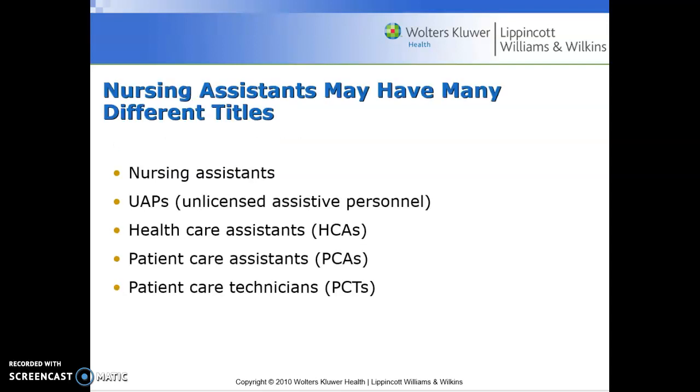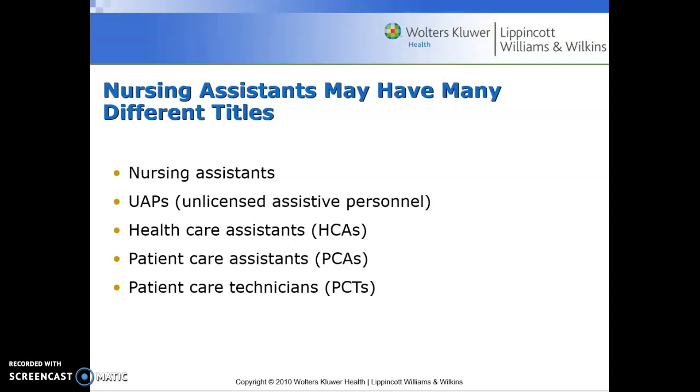The nursing assistant may be referred to as different titles. You may hear them referred to as nursing assistants, UAPs, which is unlicensed assistive personnel. A UAP is not required to obtain a license to work in their setting. They work under the direction of licensed personnel.